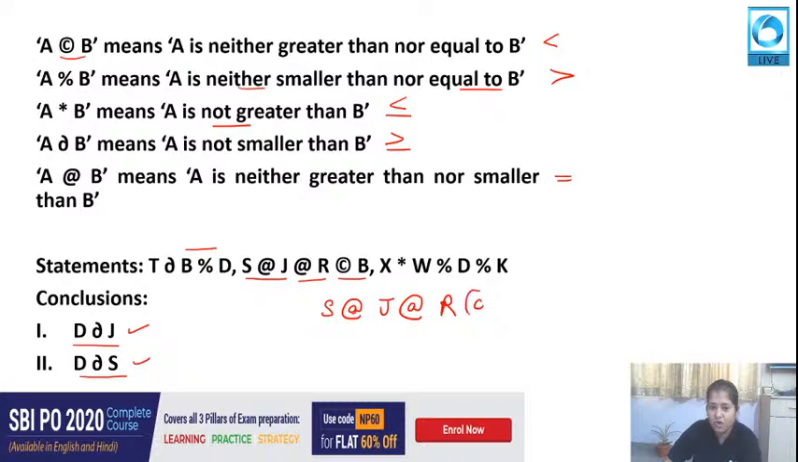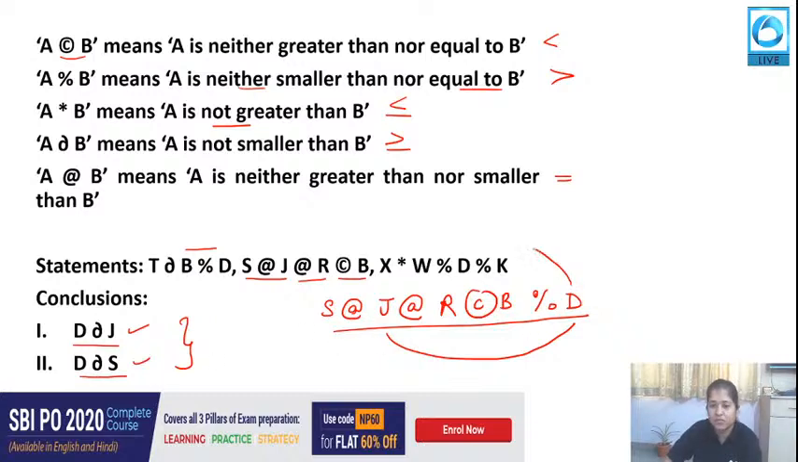So this is your copyright B and then we have a B percentage D, right? So in this, we get both of these, right? So you have to find the relationship from D to J, and you have to find the relationship from D to S, right? Okay. So, trick. So let's quickly have a look at what is the value here.